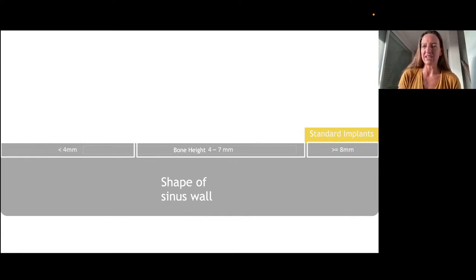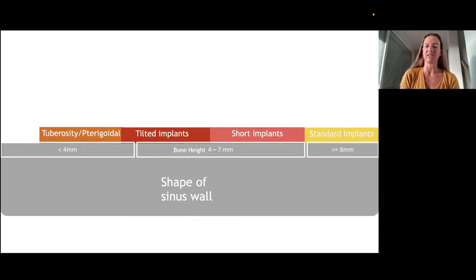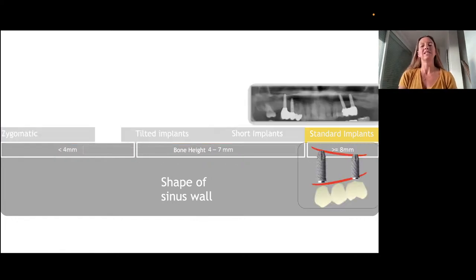So when we start to plan our cases, if we have more than 8 millimeters in that area, being in the first molar and in the area, for example, of the premolar, of course we can go for standard implants. When the bone height starts to be between 4 and 7, we start to go for short or tilted implants. And sometimes we go to tuberosity implants and zygomatic implants.